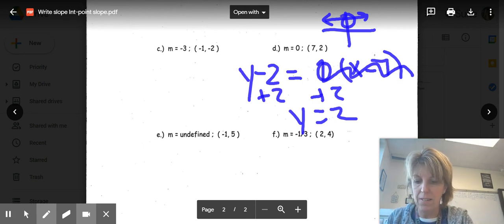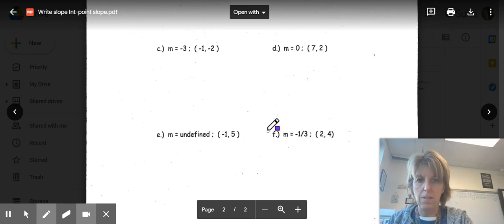Now we're all set for today. I'm having a hard time erasing all of a sudden. Let's see. There it goes.